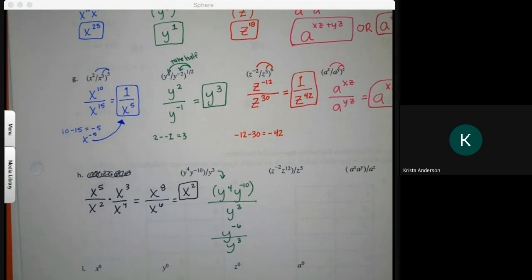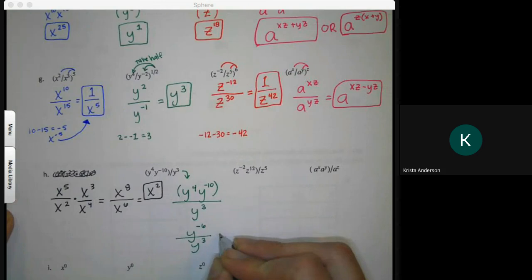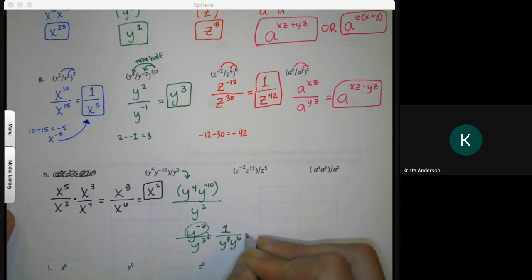So this becomes a negative 6. What happens when I move this negative 6 down with the 3? So it's now a positive 6. So this is what we're doing. We are taking it and moving it down. So it is now positive, which would be 6, 7, 8, 9. Y to the power of 9.